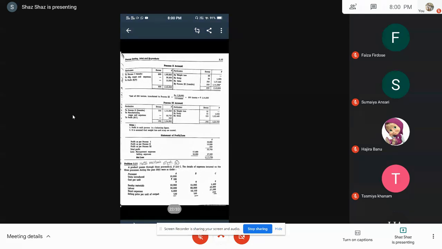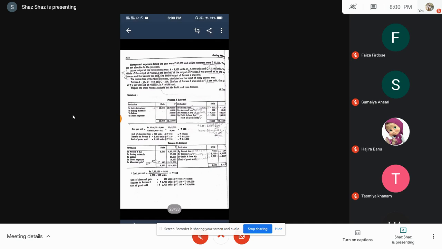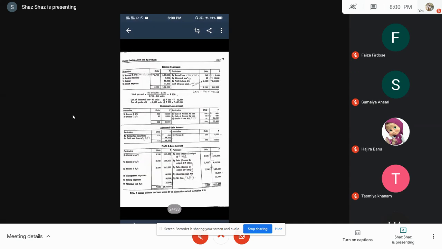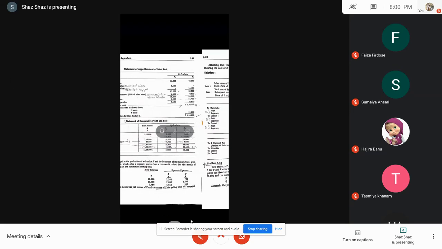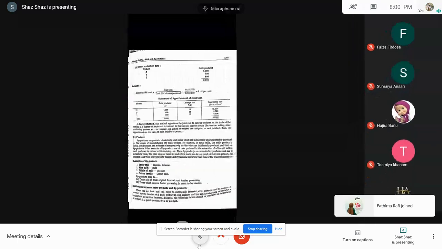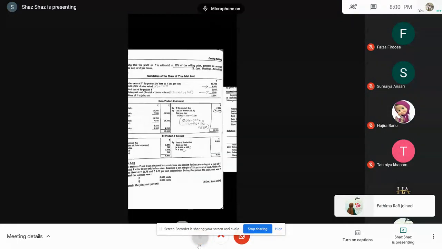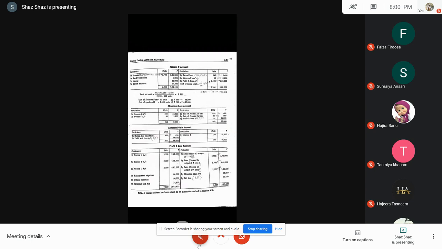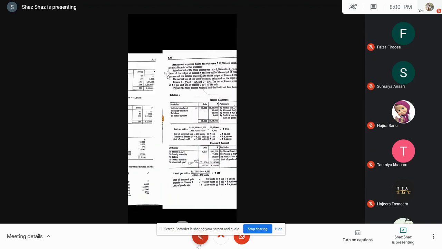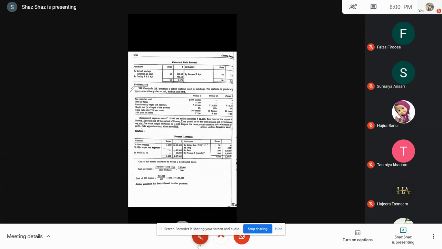Problem number 3.10. Are you people writing the notes sincerely? Tell me that. Complete all your notes. Hello? Where have you all disappeared? I can hear you. What about others? Others are not answering, only the girls. Have they gone? Okay, I think they're not interested to answer, I guess. One second, hold.